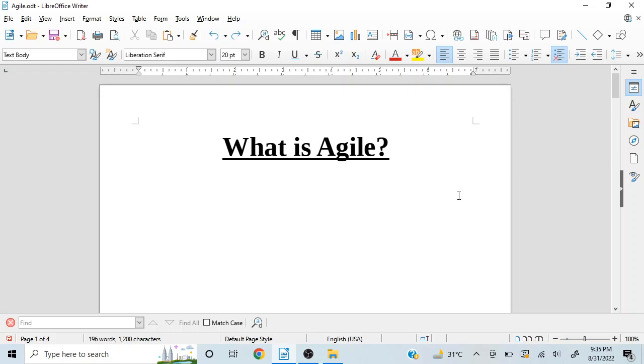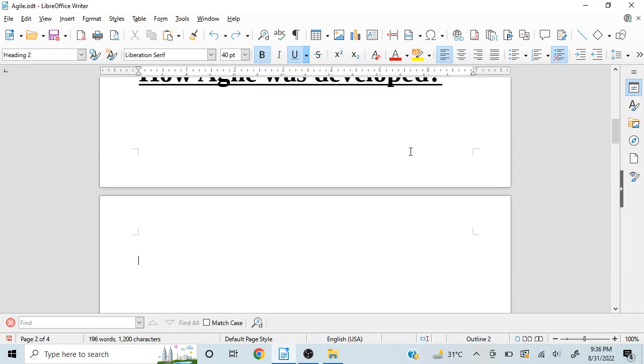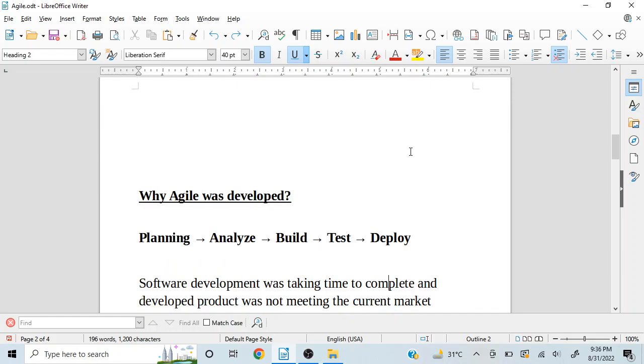Today's topic is what is Agile. In order to understand what is Agile, we need to understand why it was developed, what exactly it is, and how exactly it was developed. Okay, so why exactly was Agile developed?